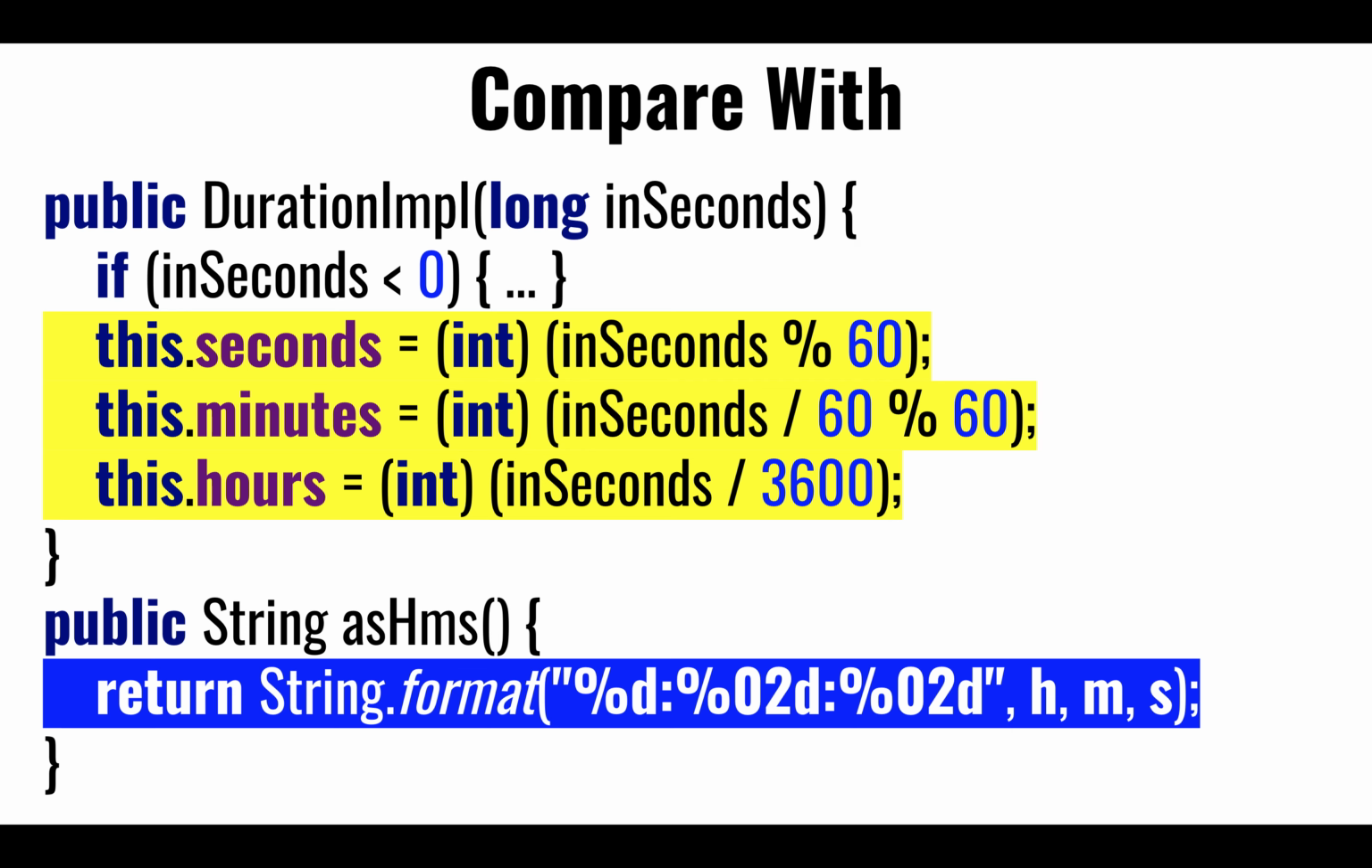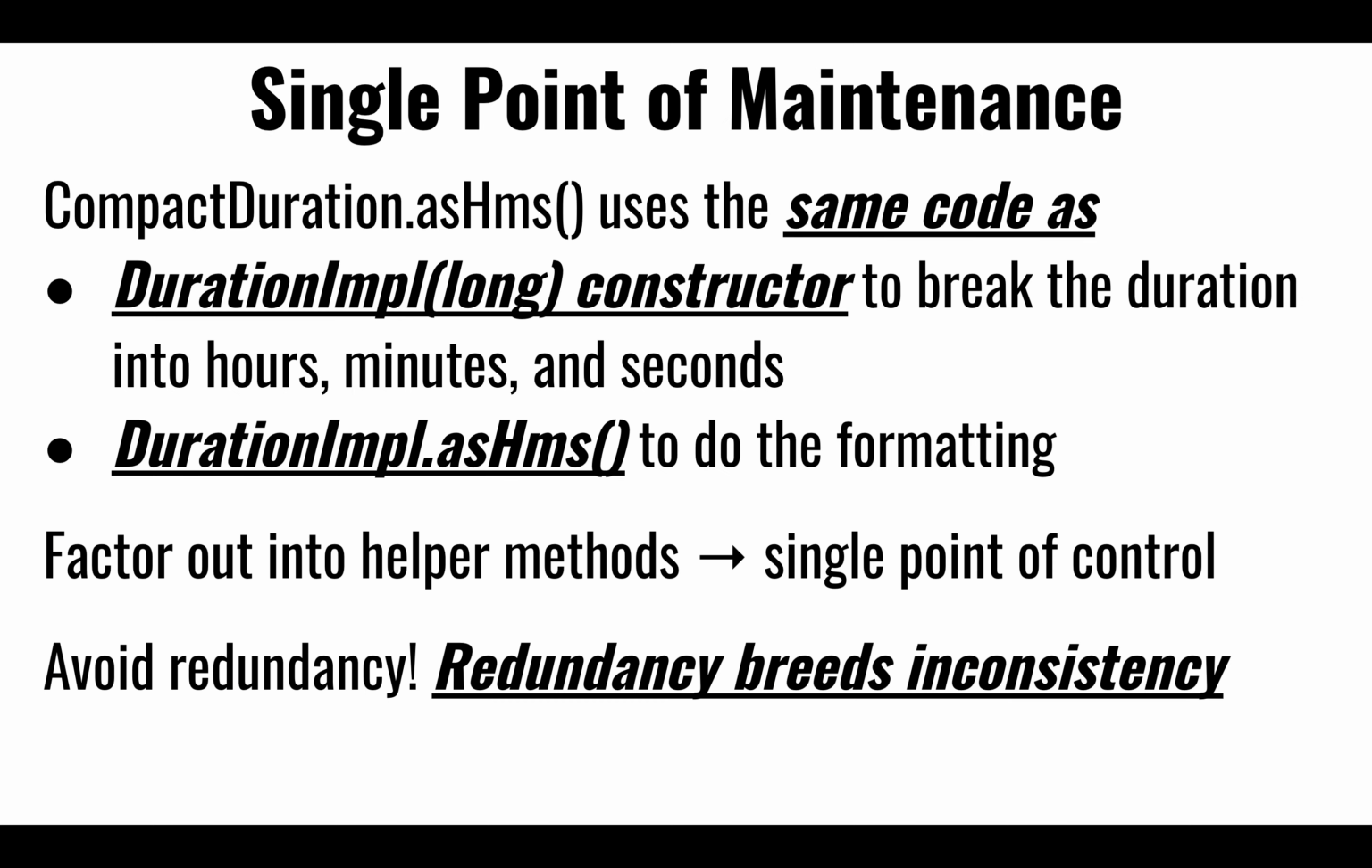Perhaps we should just create one single function, move this over, and then just reuse that. And that's exactly what we're going to do. We've identified that CompactDuration asHms uses the same code in the constructor and as some other asHms in some other class. So definitely we want to move this into some helper methods. We want to encapsulate it in some helper methods so that we have one single point of maintenance. Avoid redundancy. Redundancy breeds inconsistency.